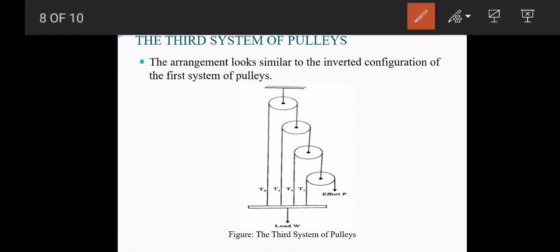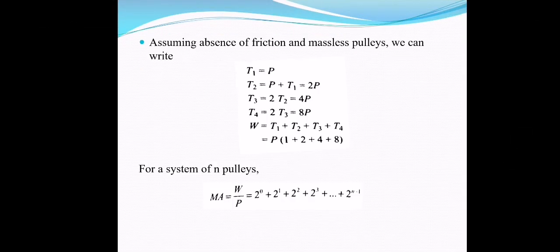So in this you can see here, in one, load W is attached, it is a fixed pulley, and now when we try to apply the effort through another pulley, this is the configuration. You can see we assume that there is no friction and it is a massless pulley.